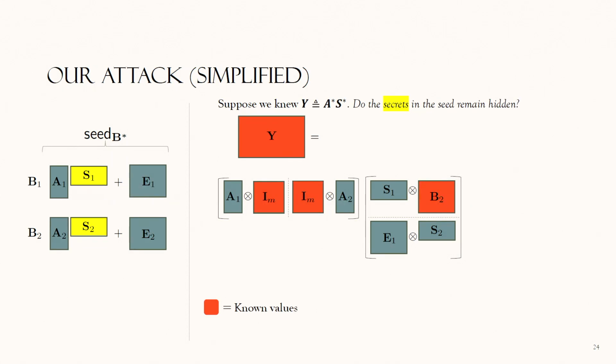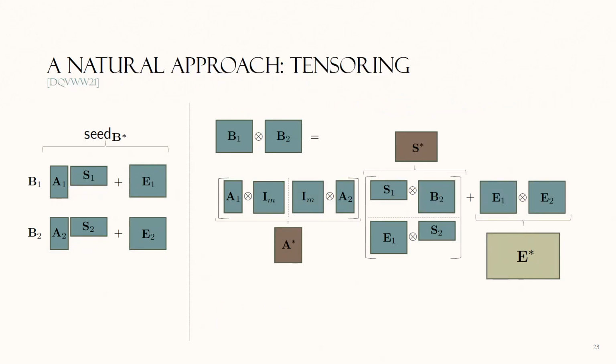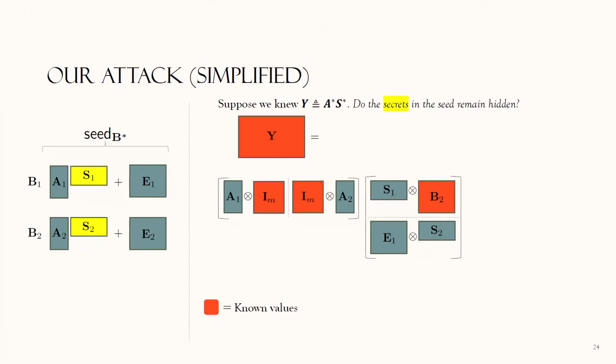And our attack critically exploits this tensoring operation, and I'm going to provide you just some intuition about why tensor operations do not work well for producing larger LWE samples. This is a heavily watered down version of our attack, but I think it will provide some intuition for the vulnerabilities that you incur when you use tensoring operations.